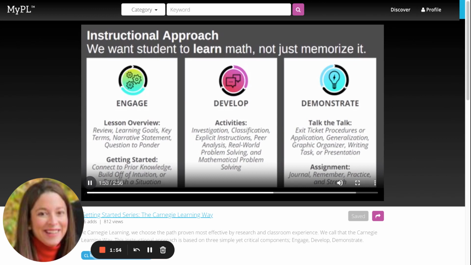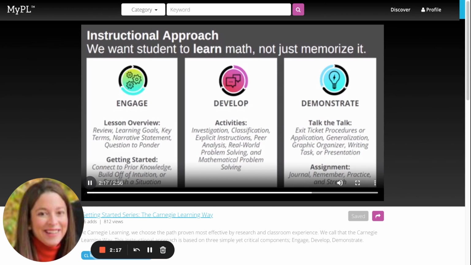And at its core, our instructional approach is based on 3 simple yet critical components: engage, develop, and demonstrate. To engage is to activate student thinking by tapping into prior knowledge and real-world experiences. To provide an introduction that generates curiosity and plants the seed for deeper learning.